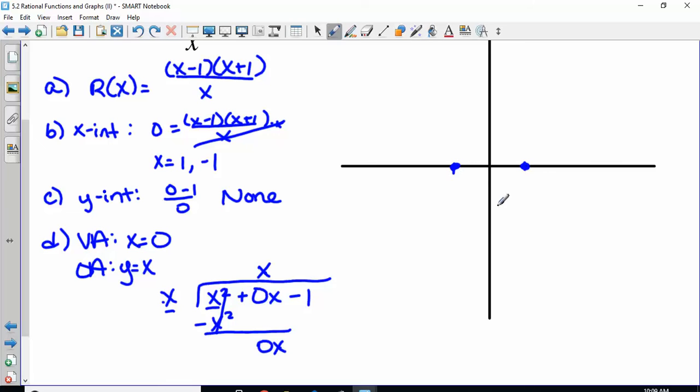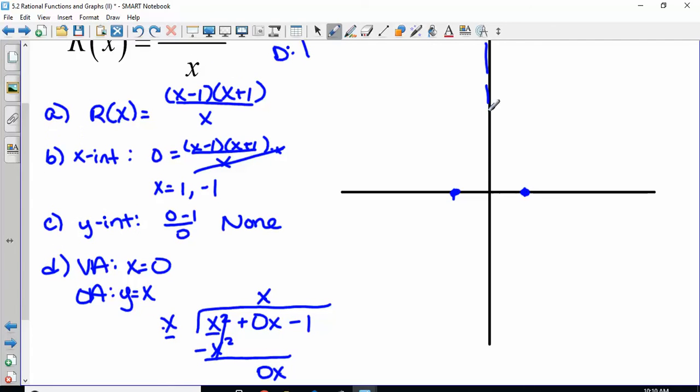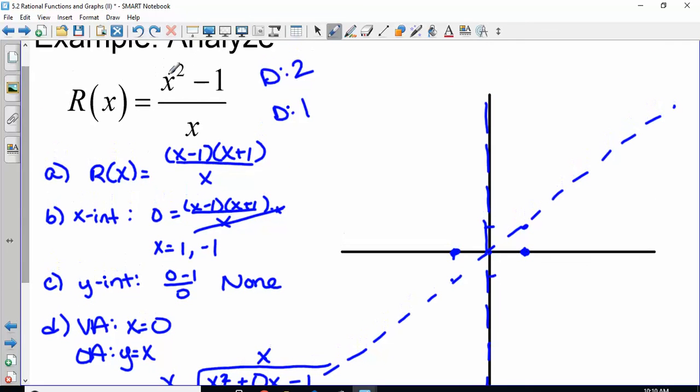Alright, so plotting everything. We hit the x-axis at +1 and -1. We don't hit the y. We have a vertical asymptote at 0. Oblique, y equals x. So that's a line. Y-intercept of 0, slope of 1, so up 1 over 1. So your oblique asymptote is just like a dashed line that's slanted. How many sections of this graph should we have? 2. We should have something to the left of the vertical asymptote and to the right.